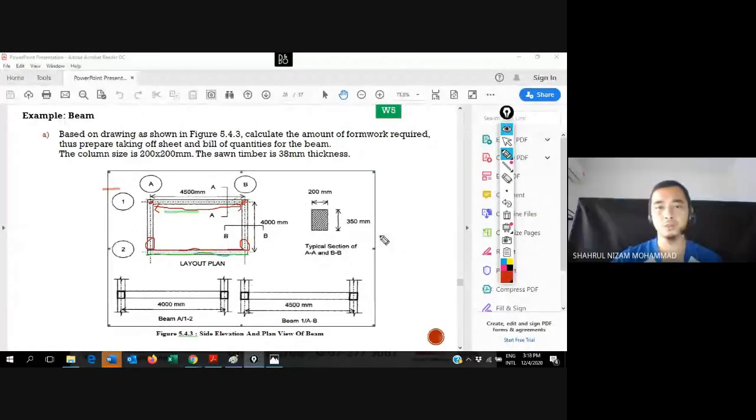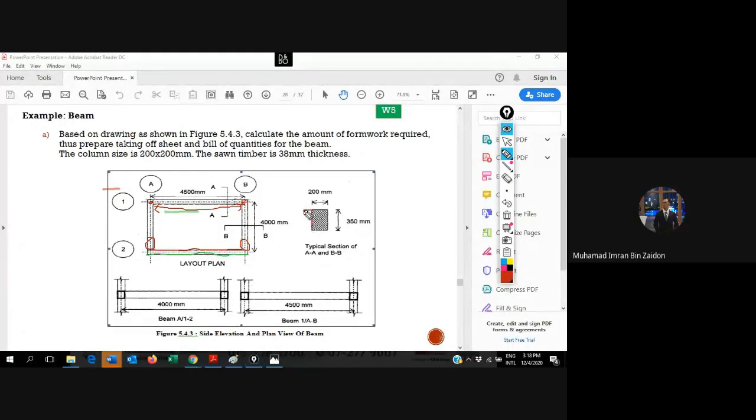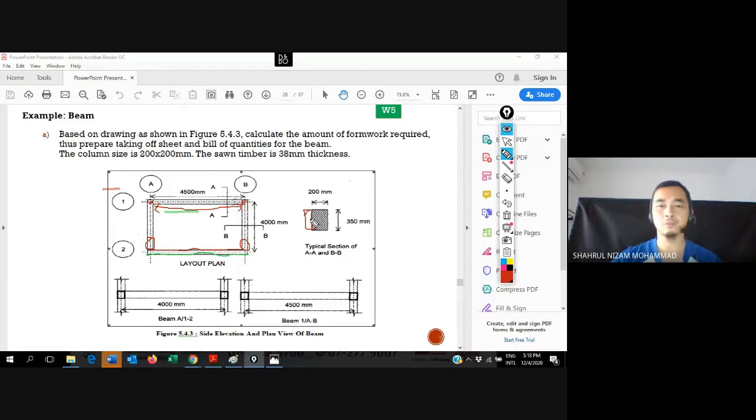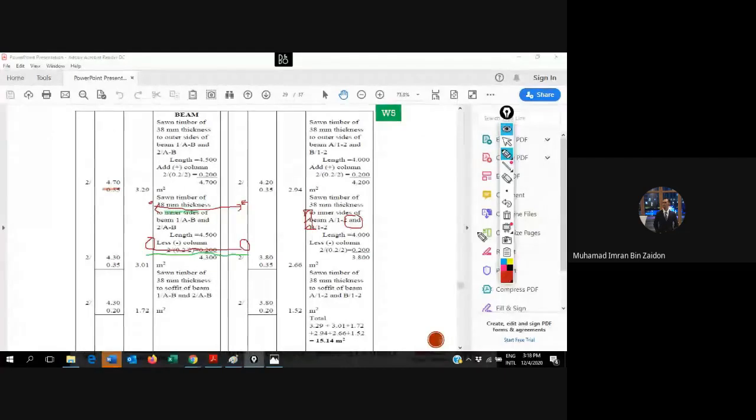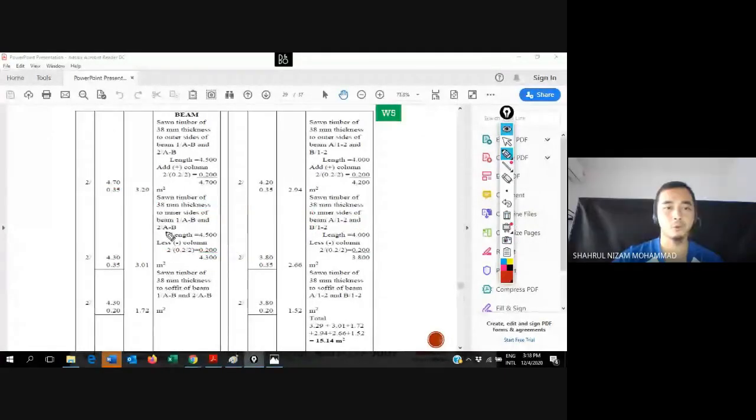And then the same thing, you need to multiply with the depth because the inner is located at the side. It is 350 mm. So 4.3, because you minus 2 half columns, and then you multiply with 0.35. The timesing will be 2 because you have 2 columns, the same thing. And then when you multiply, you will get 3.01 meter squared of sawn timber.